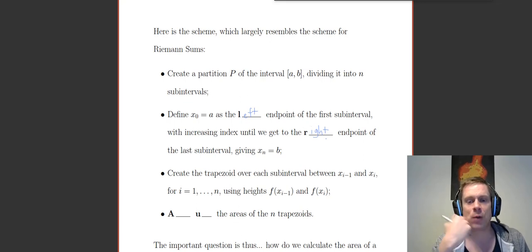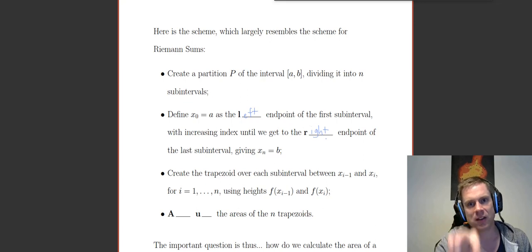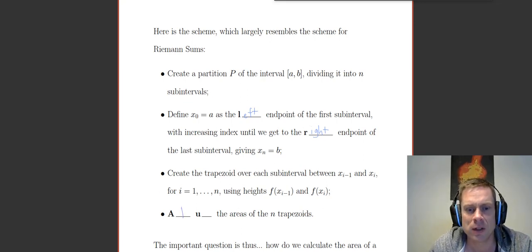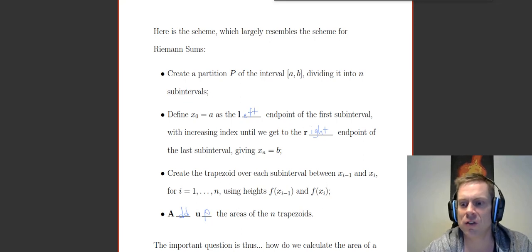Okay, and we're going to create a trapezoid over each subinterval. And we're going to use the heights of f of x_{i-1} and f of x_i, so the height of the function at two consecutive nodes, as being the heights that are involved in the trapezoid associated with that subinterval. And then what we're going to do is simply add up all the areas of those n trapezoids.